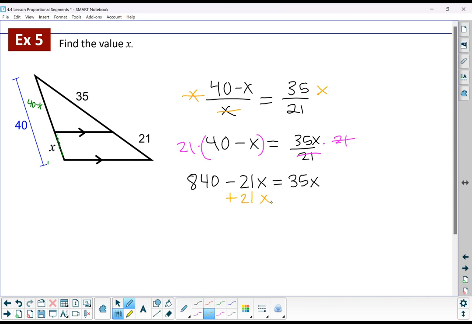We're going to add 21x to both sides of our equation. That's 56x. And now we're ready to divide. When we divide by 56, we get x is equal to 15. So that means that this piece has a length of 15 and the other piece has a length of 25.